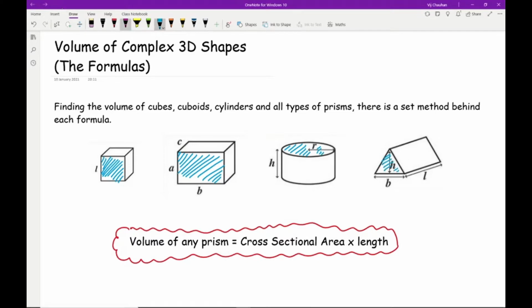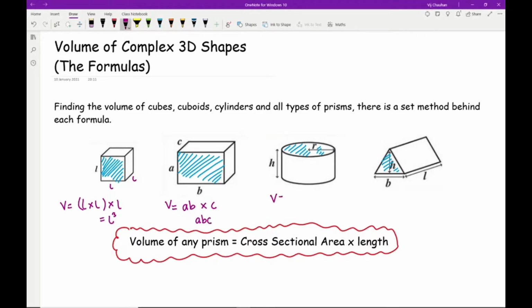So again, from that, you can think: okay, the volume is the cross-sectional area, which in this case is the square, worked out by L times L, and then we multiply that by the length or the depth or the width or whatever you want to call it, so that then becomes L cubed. For a cuboid, again, it's the area of what I've highlighted, so that's going to be AB times the length, which is C, which gives us the formula of ABC.